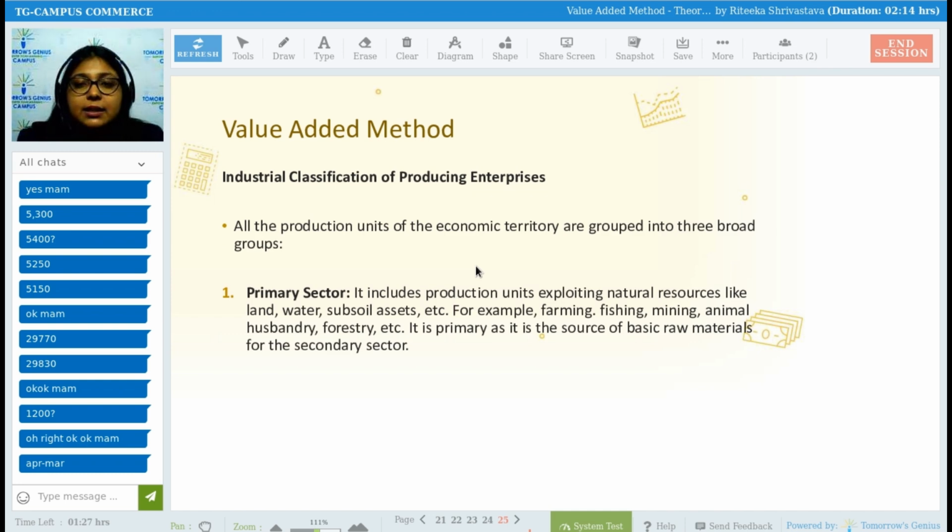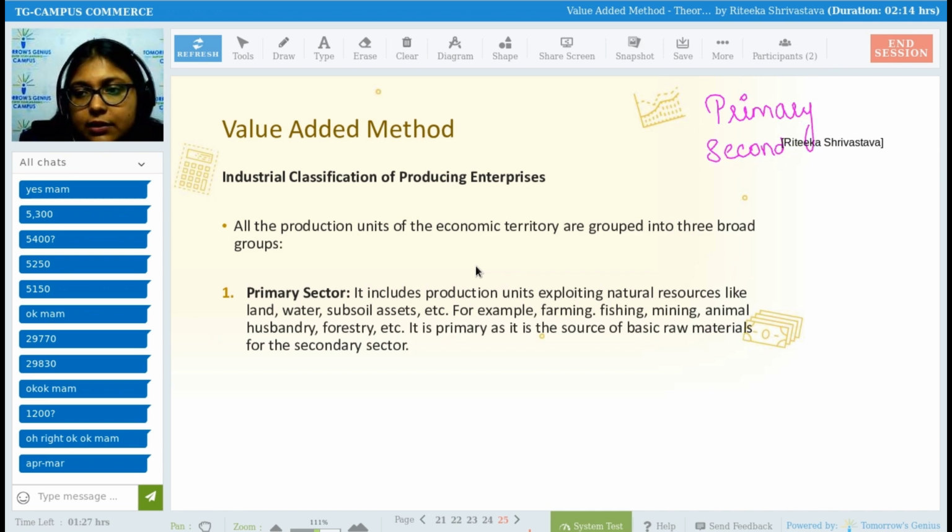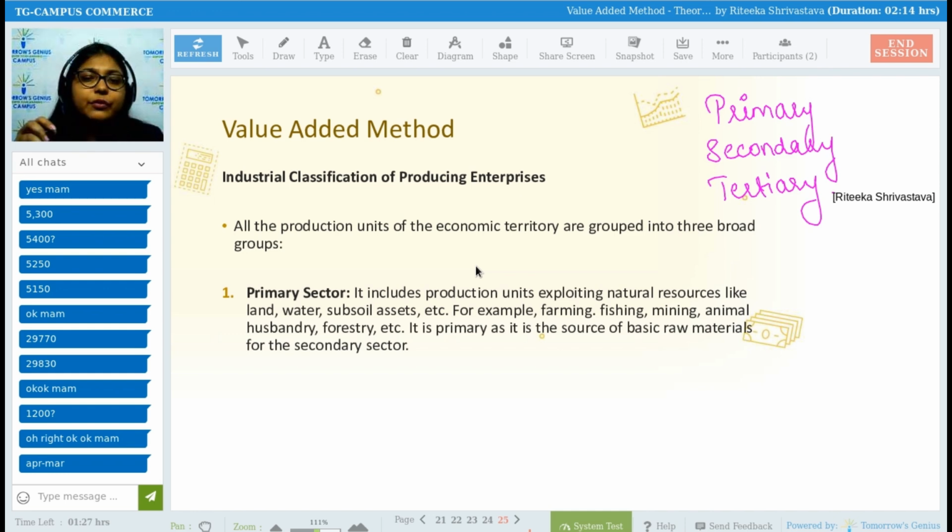Next important thing is the industrial classification of producing enterprises. Now, when we say that we include all the industries, it means we include primary industry, we include secondary industry, and we include tertiary industry. Okay, so first is primary industry. Read whatever is written over here and ask me if you have any doubt or don't understand. Read the meaning of primary sector.